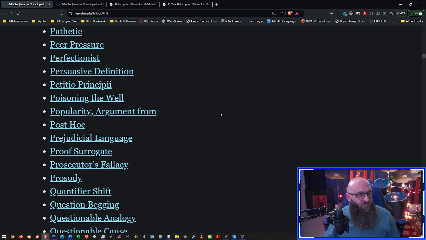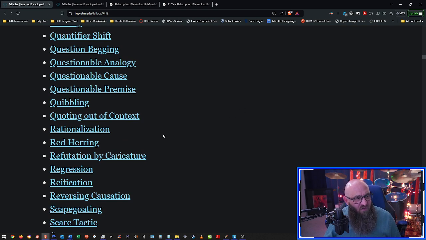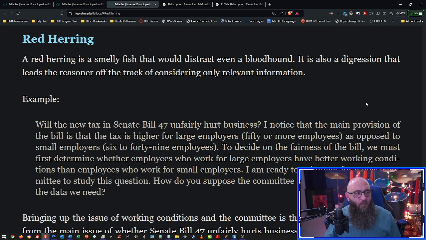Yeah, so you can look at these. Just look at red herring, which is a good one. We do this all the time. The red herring fallacy is when it's an argument of distraction.